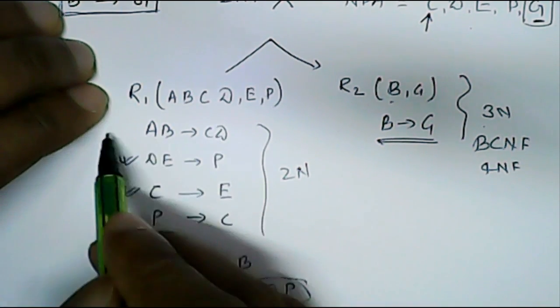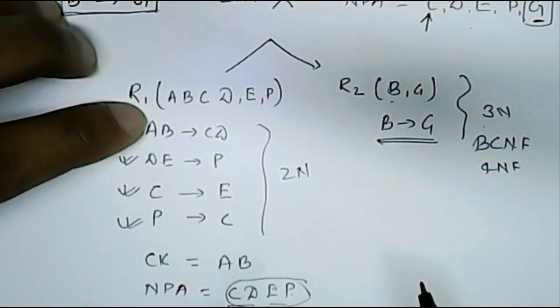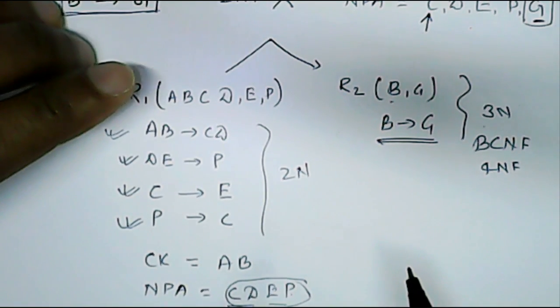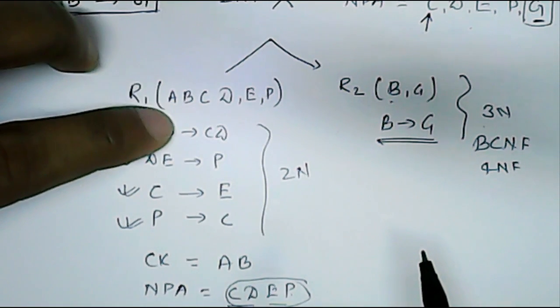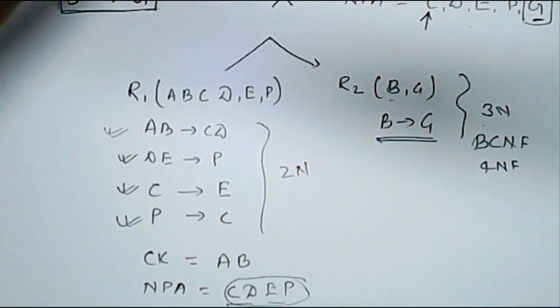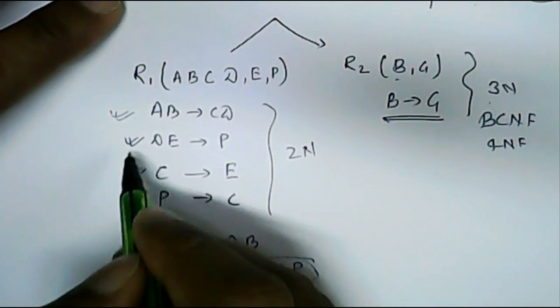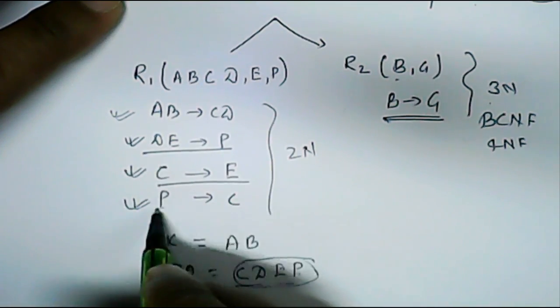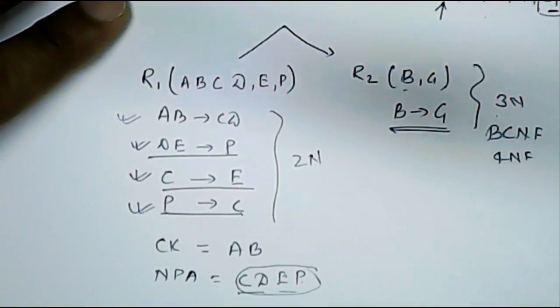And this is AB determines CD. So AB determines CD is perfectly okay, because here A and B are prime attributes and they are determining something. Fine. So we have three violating functional dependencies. So what do we do?